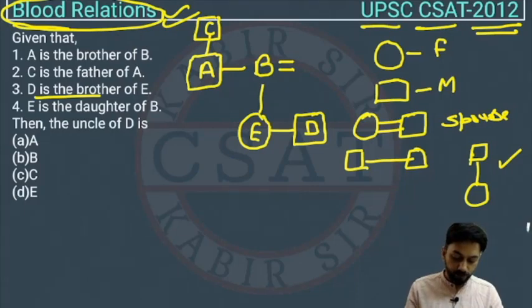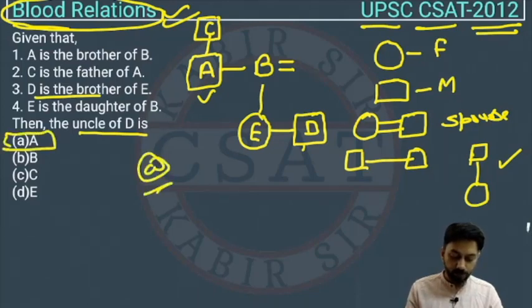Now the question is, the uncle of D is, so who will be the uncle? The uncle of D will be this A, right? Because A is a male, so A is an uncle. So the answer is option A.